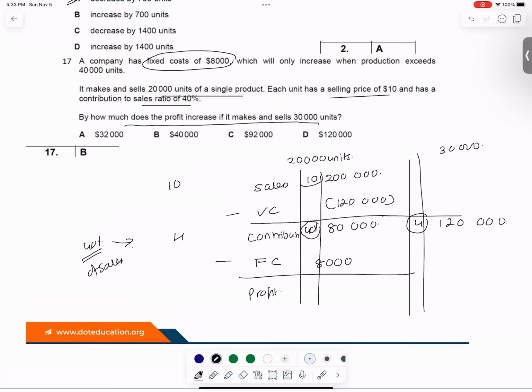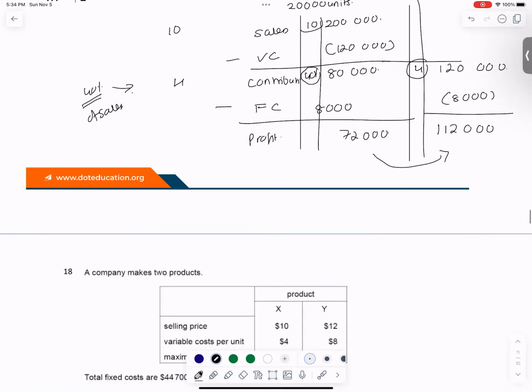If it makes and sells 30,000 units, will the fixed cost change? No, it will remain the same because production is not exceeding 40,000. So the new profit will be 112,000 and the old profit is 72,000. So the profit is increasing by 40,000. You with me? Next one.